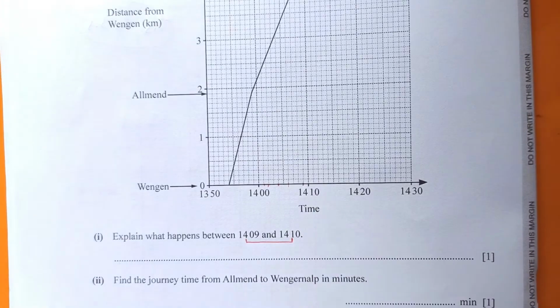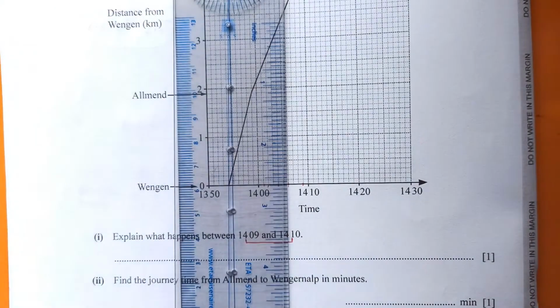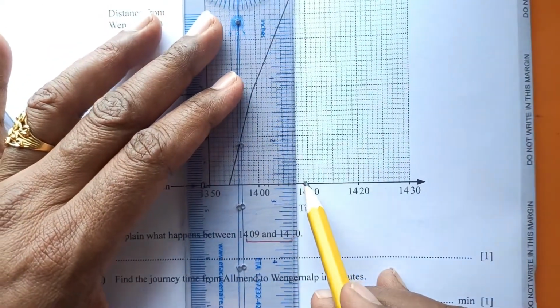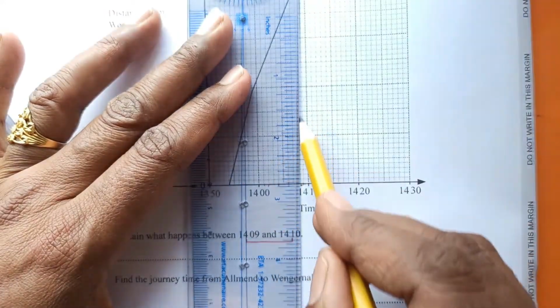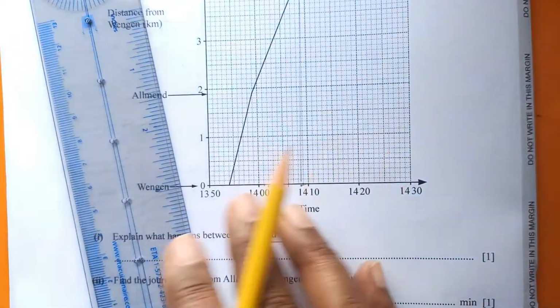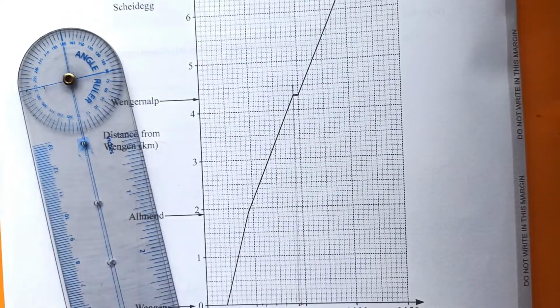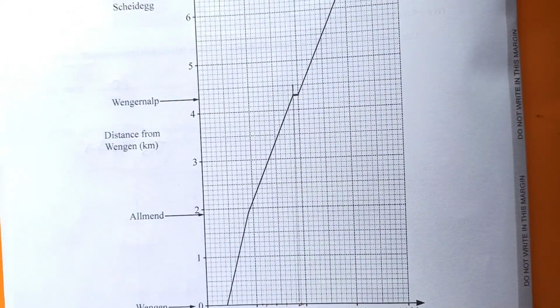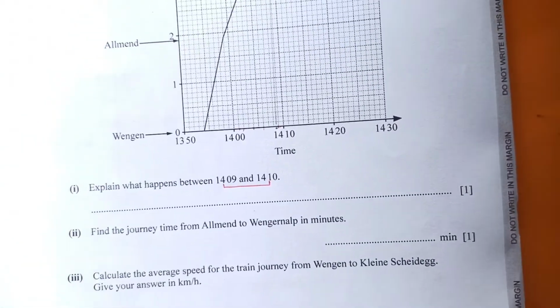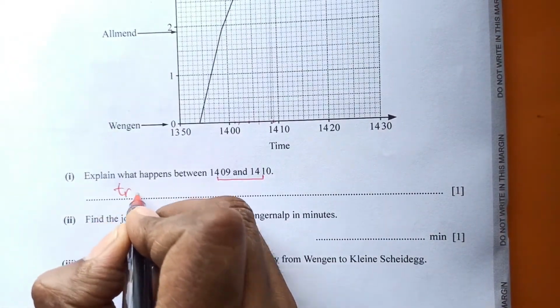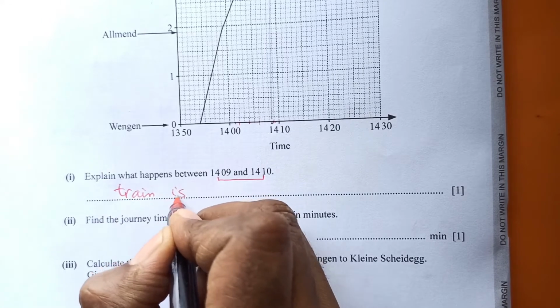So if we go along up there, let's see what's happening here. If you see this part, this is at rest. So no movement, that means the train is stopped. So what happened there? The train stopped. We can write down: train is stopped.